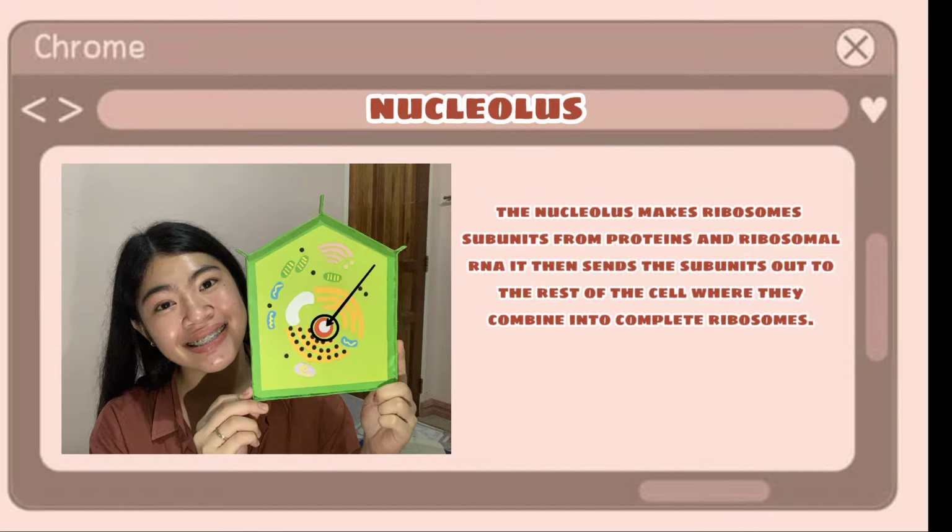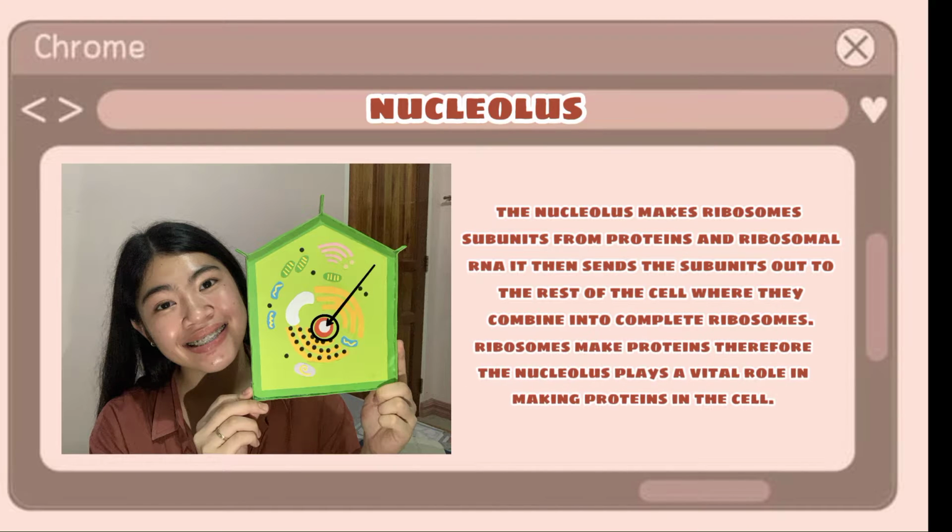Nucleolus makes ribosomal subunits from proteins and ribosomal RNA. It then sends the subunits out to the rest of the cell where they combine into complete ribosomes. Ribosomes make proteins. Therefore, the nucleolus plays a vital role in making proteins in the cell.